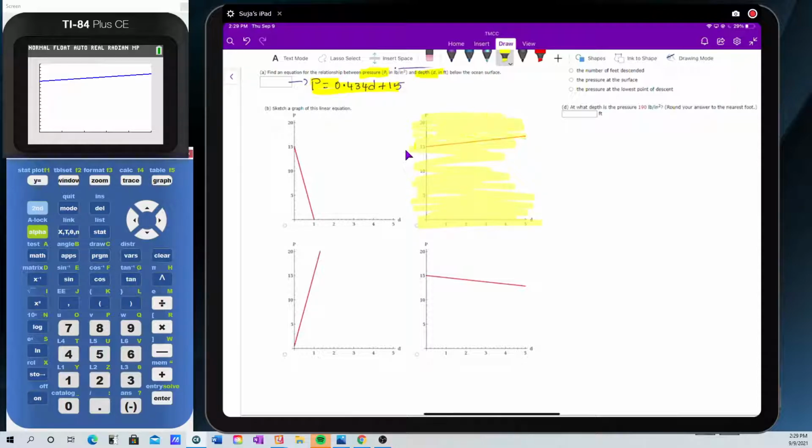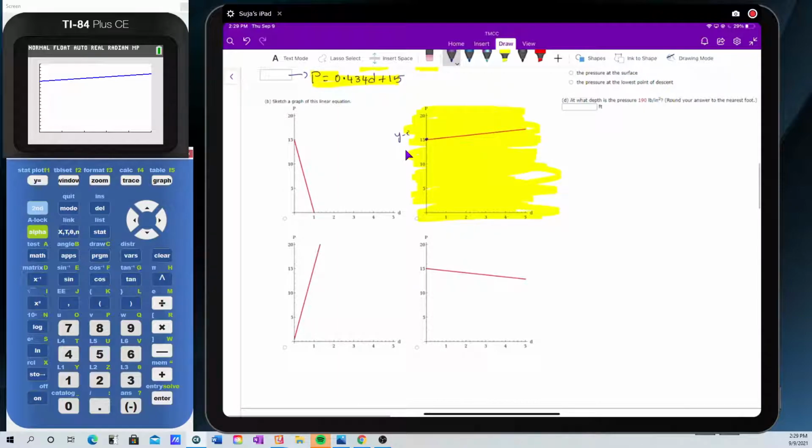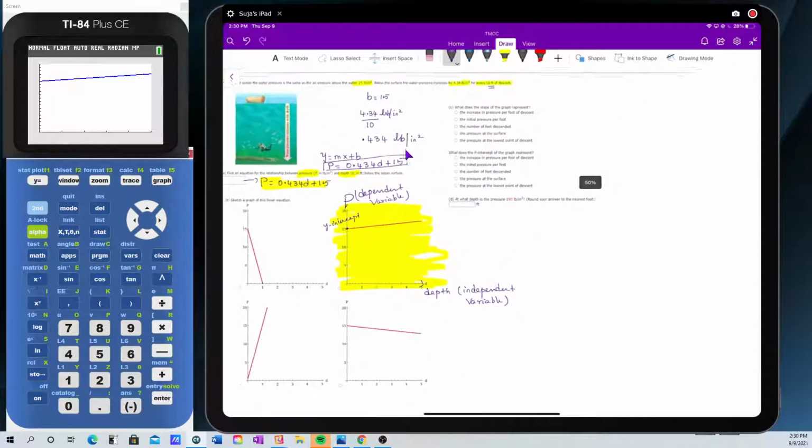Now keep in mind, with this information I need to answer 2 more questions. I know from this graph this point is my y-intercept. P is along the y-axis and d, the depth, is along the x-axis. This is my independent variable, and this is my dependent variable. Let me go back to these 2 questions that I have to answer.